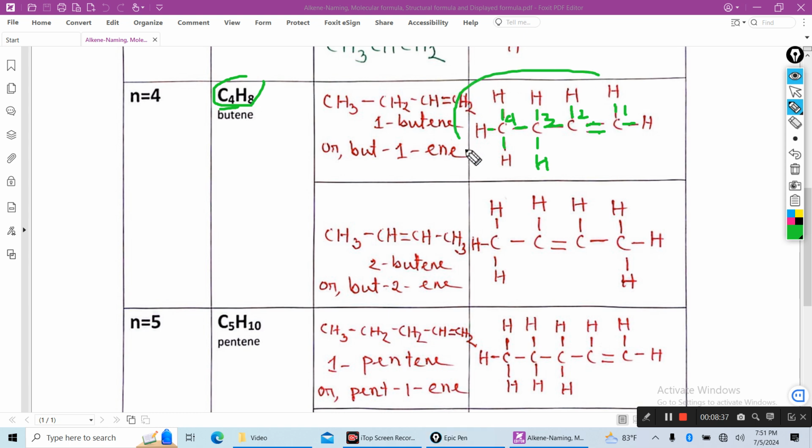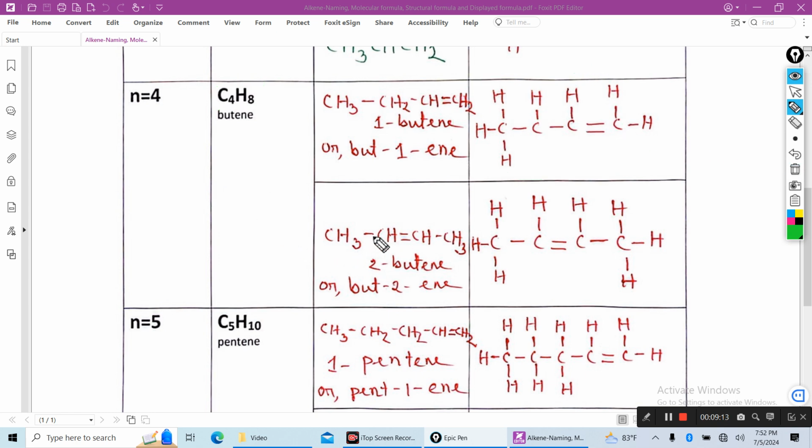This is the displayed formula of 1-butene or but-1-ene. When naming, you count from the right-hand side, because the right-hand side contains the double bond at number 1 carbon. If you count from the left side, the double bond is at number 3 carbon. You always count the double bond from the side that gives the smaller number, so you count from the right-hand side.